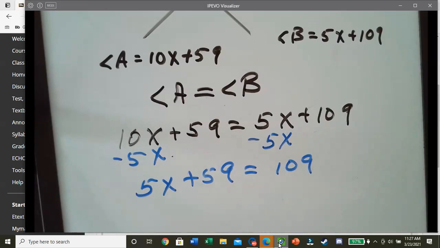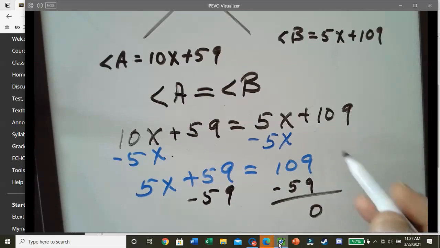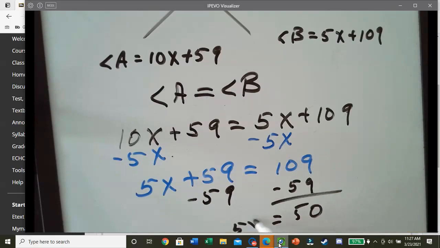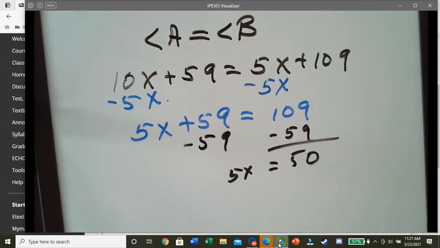And then what do we do? We've got to solve for x, right? So what do we do with this 59? Okay, minus 59, minus 59. 109 minus 59 is 50, and 59 minus 59 is 0. So we get 5x equal to 50.